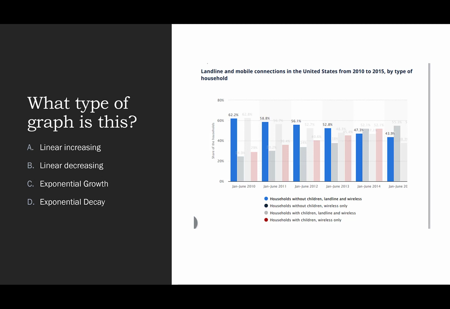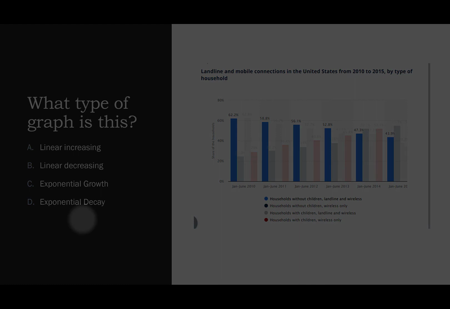This next graph has a lot of information, but I want you to pay attention to the blue that's highlighted. This is the number of landline and mobile connections in the United States from 2010 to 2015 by type of household. So the household that's highlighted is households without children that have landline and wireless. So we've gone from 62.2% to 58.8, 56.1, 52.8, 47.3, and 43.9. So do you call that linear increasing, linear decreasing, exponential growth, exponential decay?